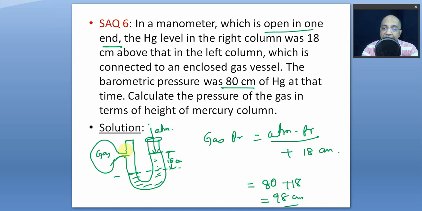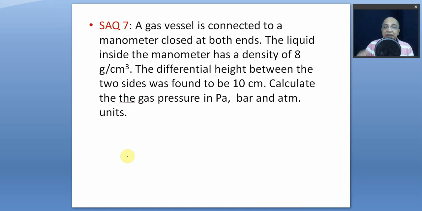You need not convert it to Pascal, right? So this is a simple situation where you find the gas pressure is more than the atmospheric pressure. Therefore, the right column is at a higher level than the left column. Had it been the reverse, this would have been lower and this would have been higher, then atmospheric pressure is greater than the gas pressure. So the differential height is to be subtracted from atmospheric pressure to get the gas pressure, right?